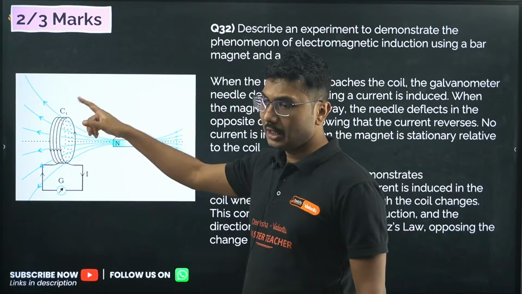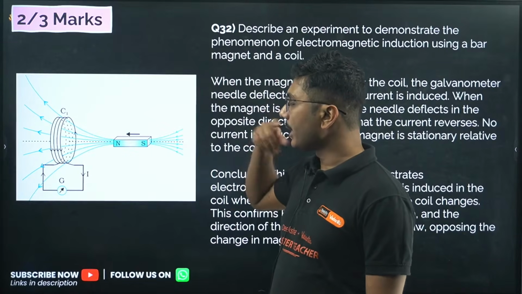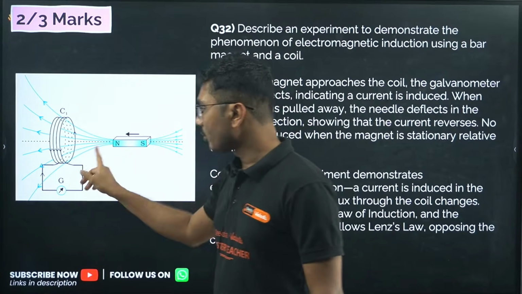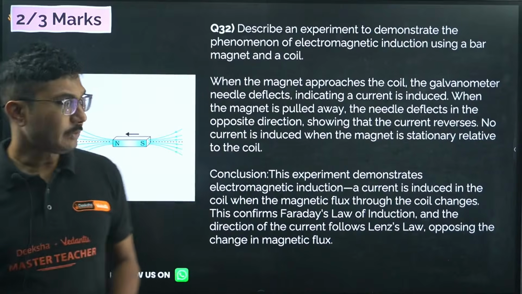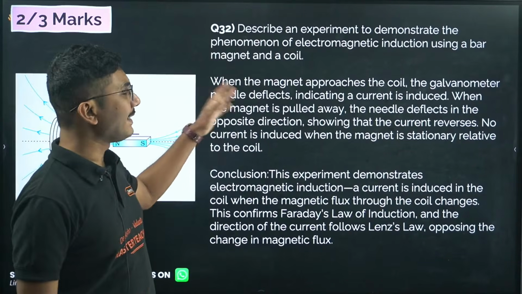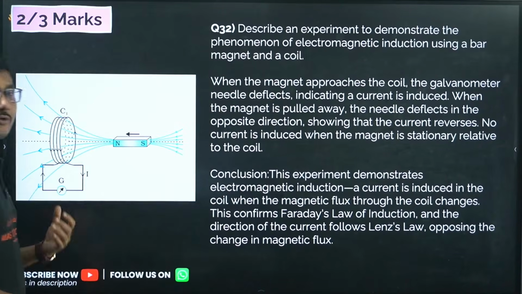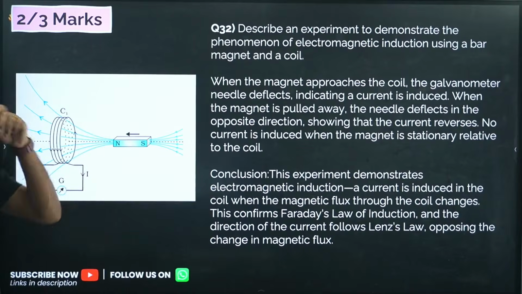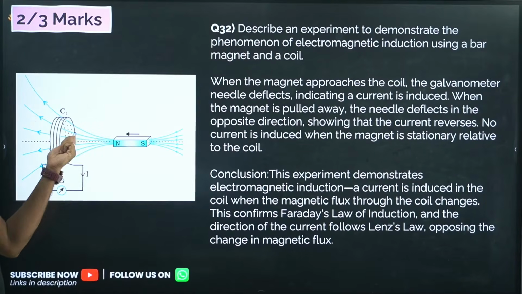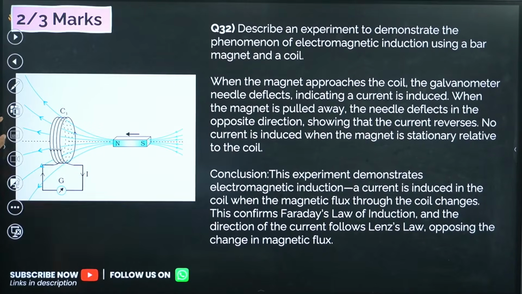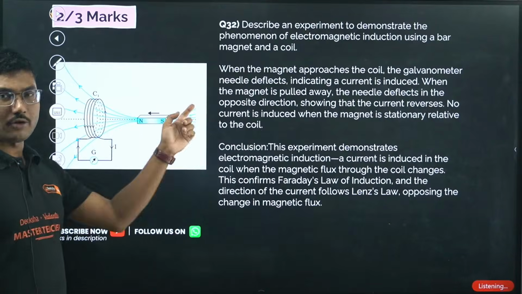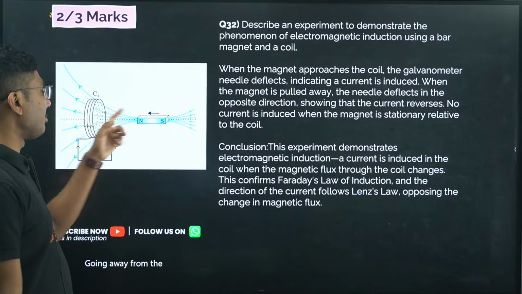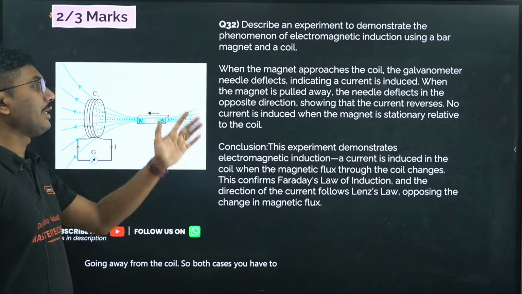Here you have a coil. The magnet is going into the coil, and there is a galvanometer which is being deflected. First you have to draw this diagram, then you have to explain what happens when the magnet comes towards the coil and when the magnet goes away from the coil. Both cases you have to explain.